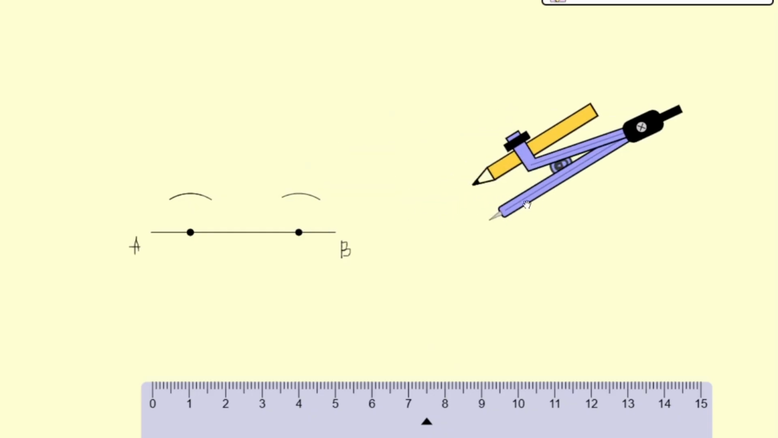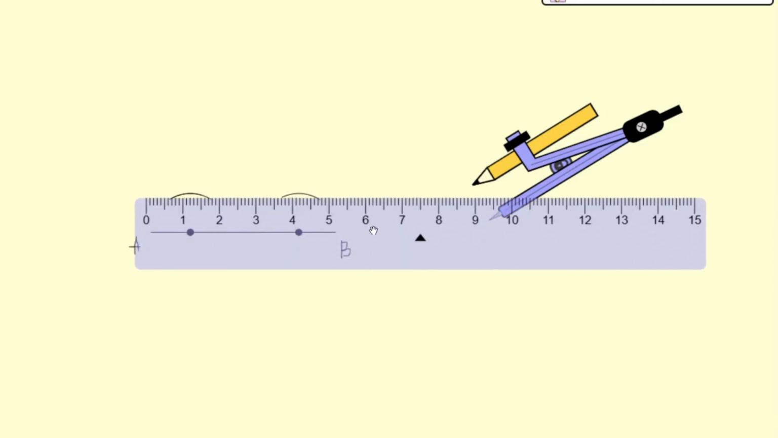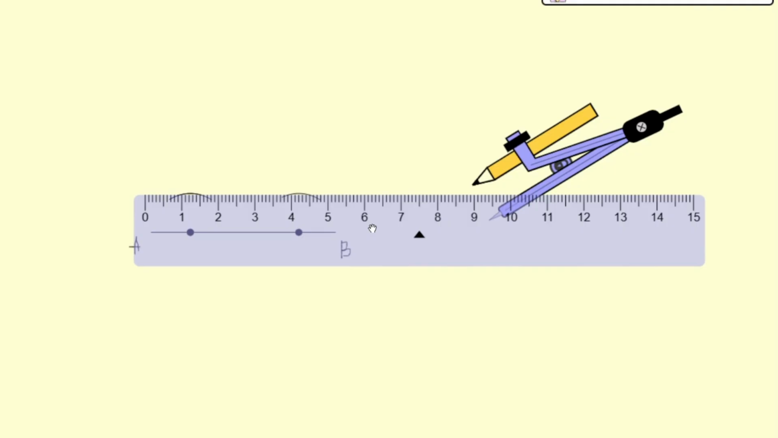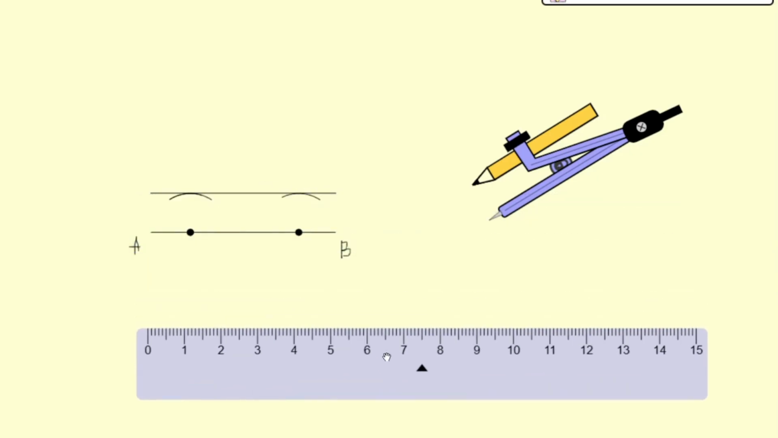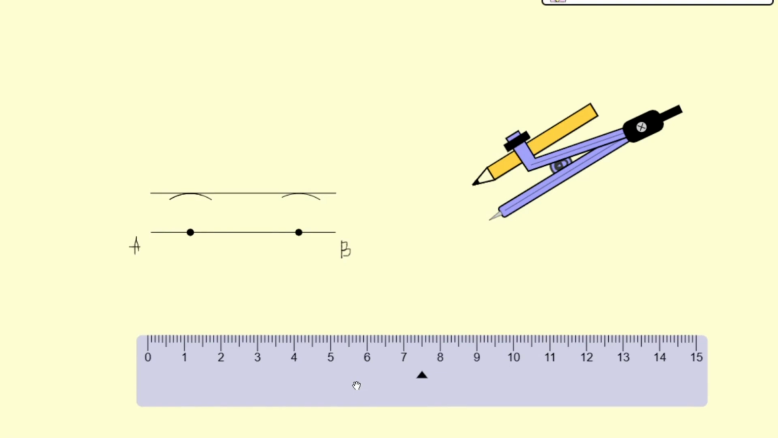All right, after you have done that, you're going to place your ruler at the top or the peak of your arcs, and then you're going to draw your line. So this line I want it to look similar to the other one in length. And that's how you draw parallel lines.